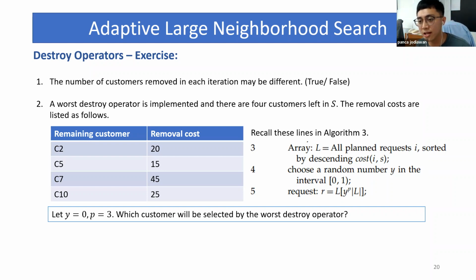And to see L0, please pay attention to the list given by Dr. Rira. L equals C7, C10, C2, and C5. L0 is the first one. So that means the customer that you need to select is C7. Yep, that's right, Dr. Artin. It should be C7.